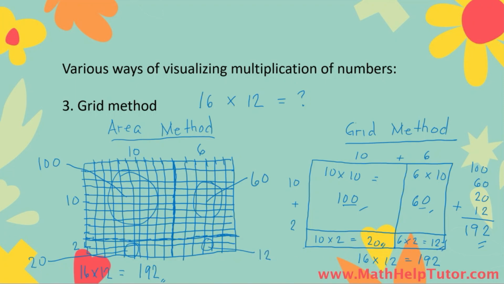So again, the grid method is very convenient since there is no need for us to draw up many squares and then count each square individually, because we can accurately find out the area of each region by just simply multiplying the length of the different rectangles formed during the decomposition of the numbers that we are multiplying.